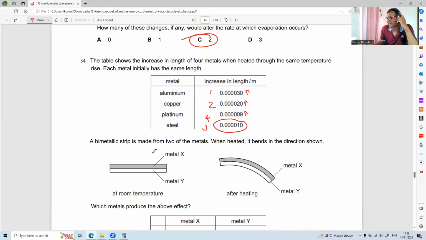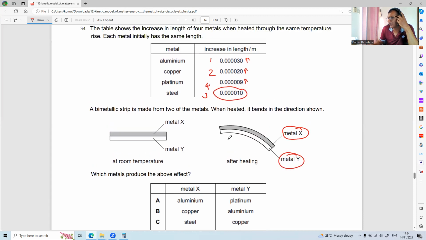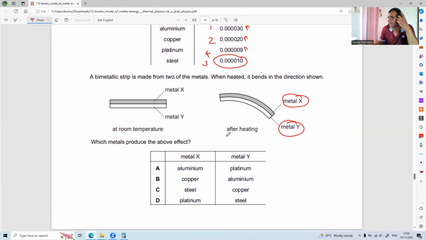And the bimetallic strip, well, it doesn't involve the kinetic theory of matter, but we do it additionally. A bimetallic strip is made from two metals. When heated, it bends in the direction shown. Okay? Up here, metal X will expand more than metal Y. Metal X could be aluminium. Metal Y could be platinum. Definitely.